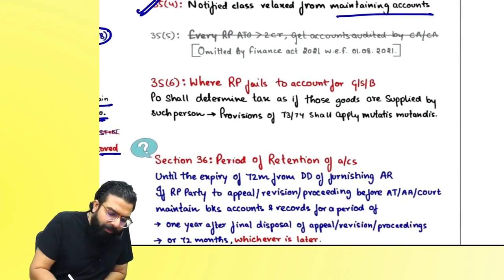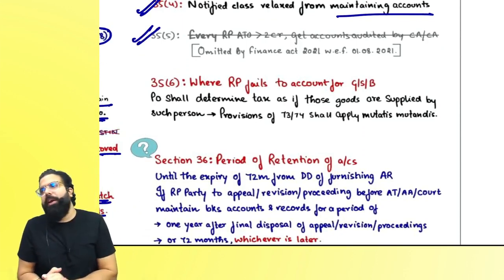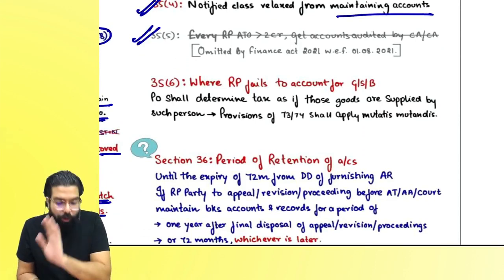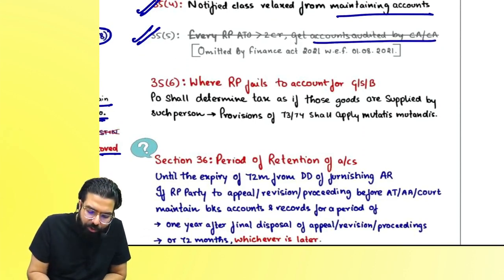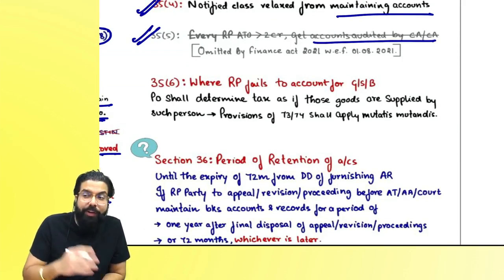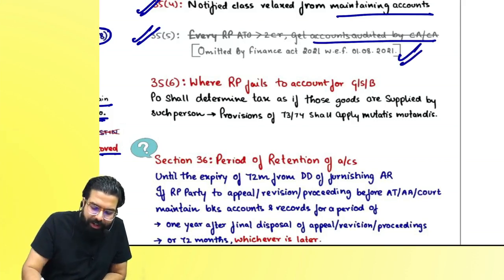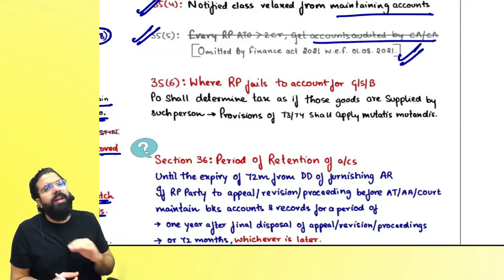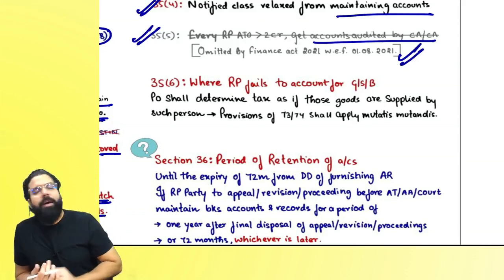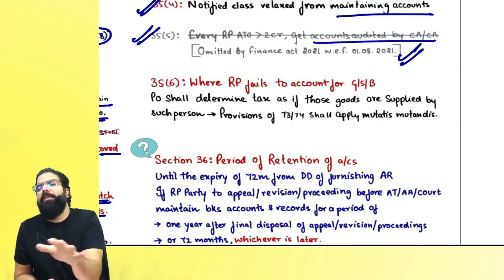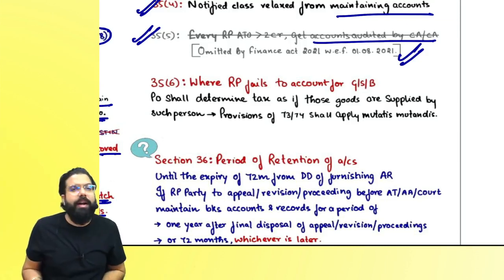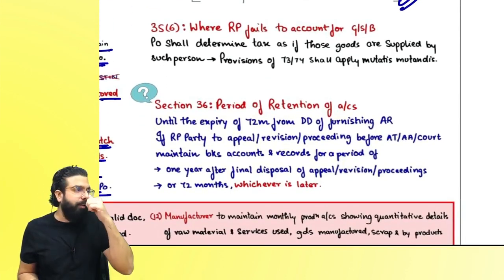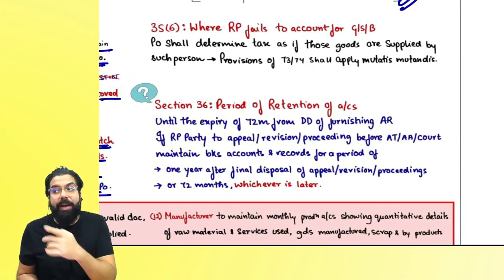Correct, everyone? Section number 35(5) says if you are a registered person whose aggregate turnover is greater than 2 crore, you are required to get your accounts audited by a chartered accountant or cost accountant. However, this provision relating to audit has been deleted by the Finance Act 2021 with effect from 1st of August 2021, and hence a person is no more required to get his accounts audited by a chartered accountant or cost accountant. Section number 35(5) has been deleted.